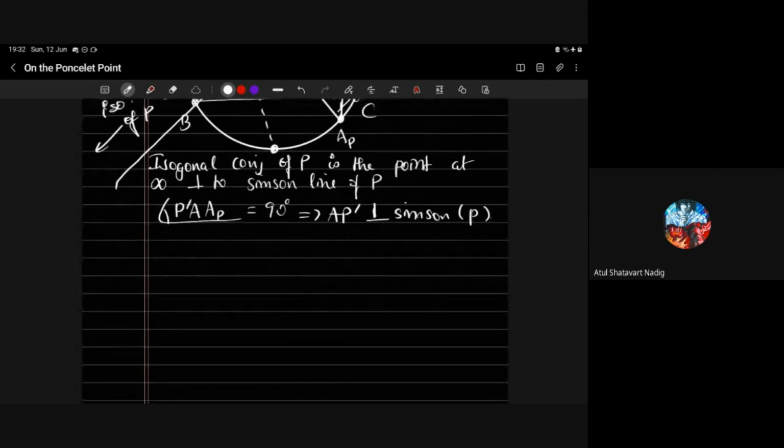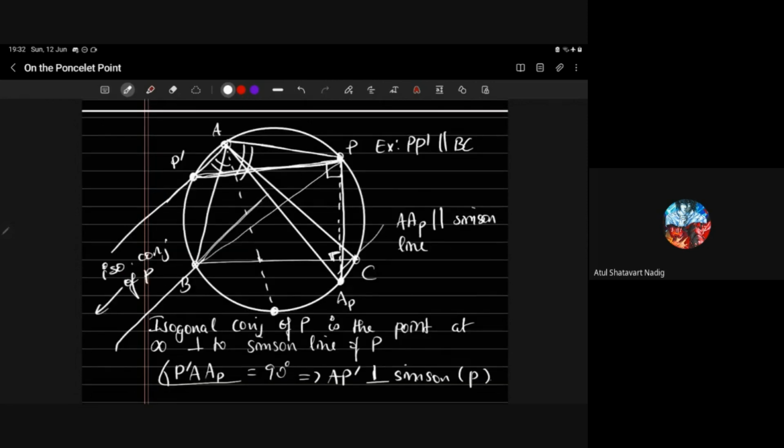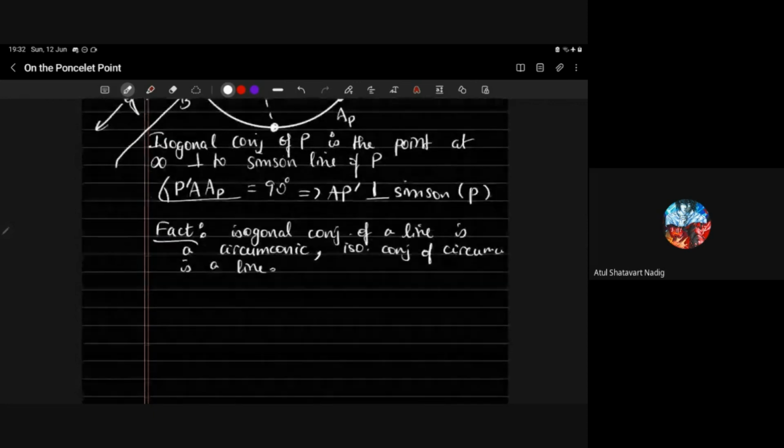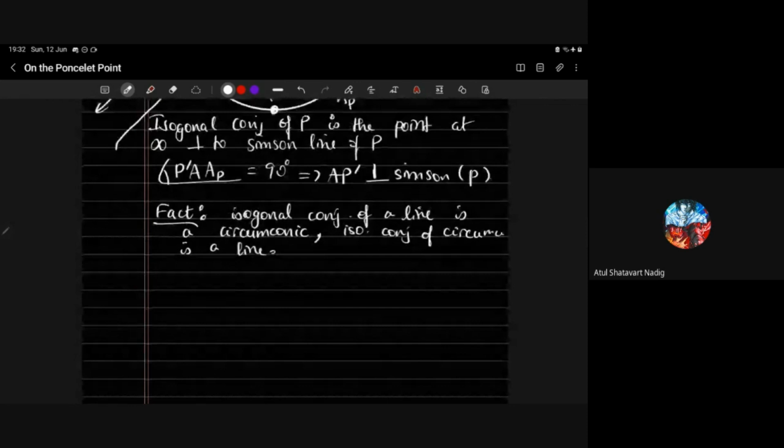Okay, then I'll proceed. I'm going to use one fact whose proof is algebraic. The isogonal conjugate of a line is a circumconic. Circumconic means a conic passing through all three vertices of ABC. And the other fact is the isogonal conjugate of a circumconic is a line. So again, I'm not considering degenerate cases when the line passes through the vertices.